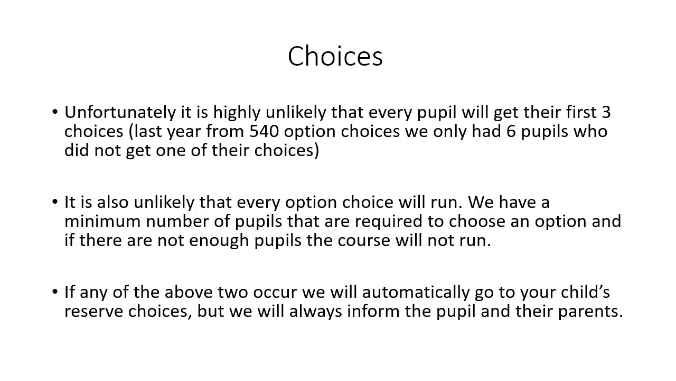When it comes to choices, unfortunately it's highly unlikely that every single pupil will get their first 3 choices. Last year we had 540 option choices and there were only 6 pupils who didn't get one of their choices. We'll work as hard as we can to ensure that every child gets as many choices as possible. We also have to be honest and say that some option groups will not run. We do have a minimum number of pupils that are required for a subject to run, and if we do not meet these numbers, then unfortunately that subject cannot run. If any of the 2 above occur, we will automatically go to your child's reserve choices, but we will always inform the pupil and you as parents before making any changes to their options choices.